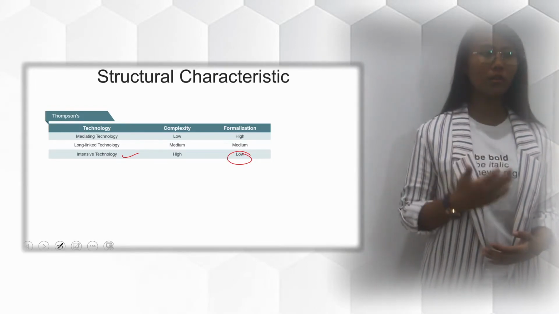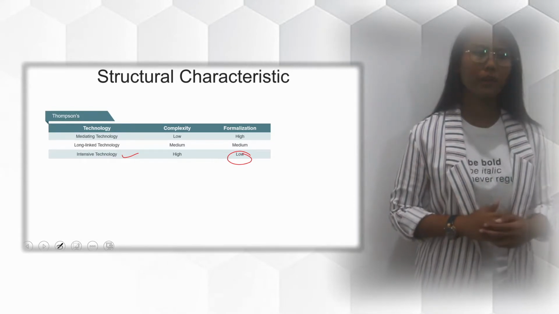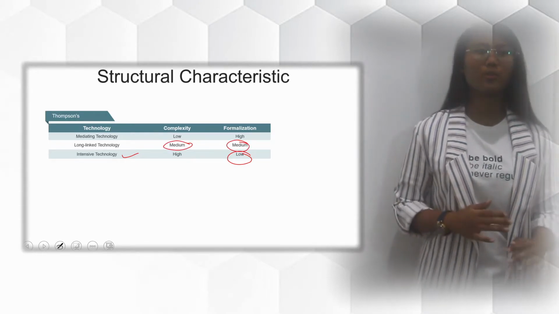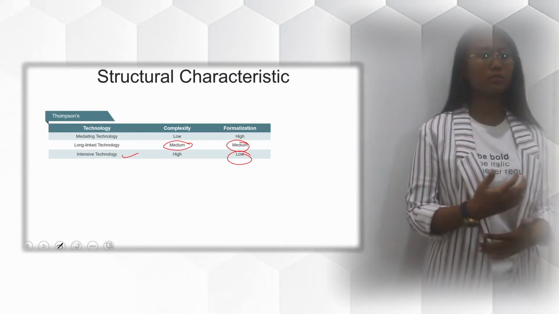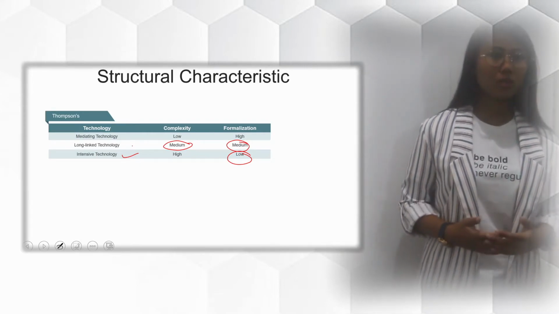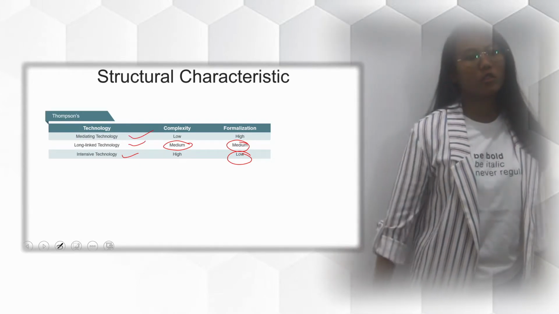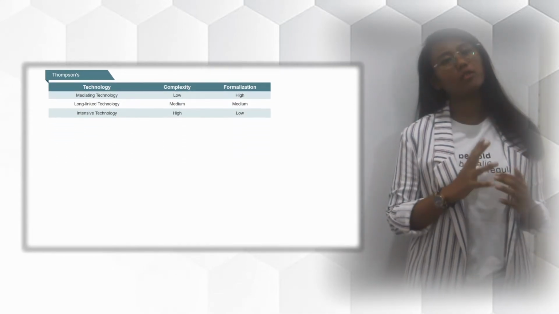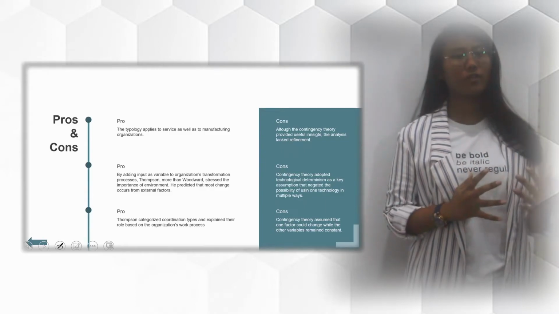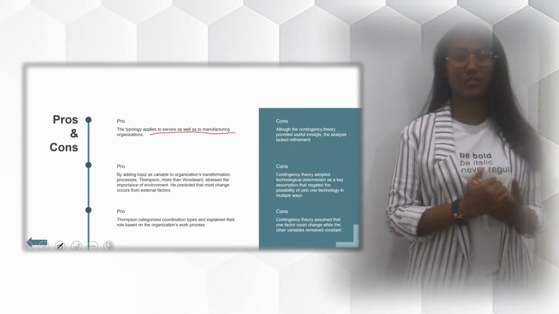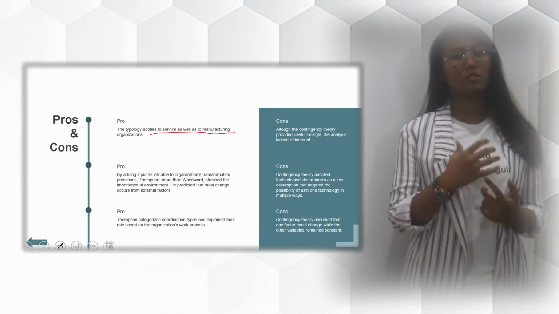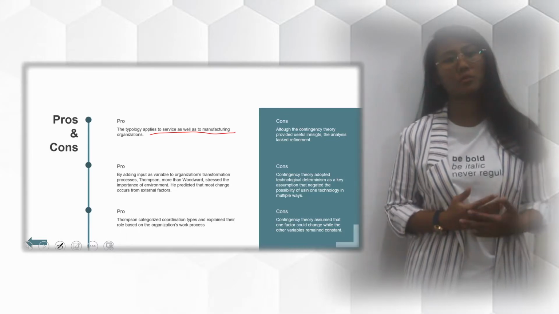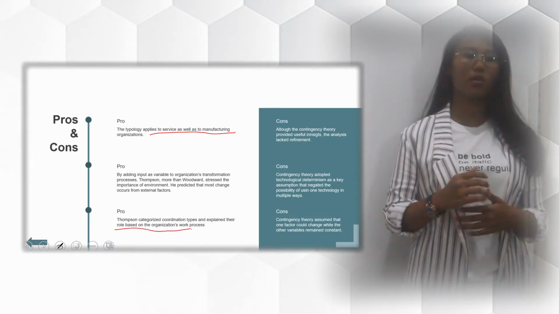Tasks linked by sequential interdependence, medium and medium, because of the separation of operational groups in the hierarchy. Tasks exhibiting both interdependencies should be clustered at the highest level. So Thomson's typology is better than Woodward's typology because Thomson's typology applies to service as well as to manufacturing organizations. Thomson categorizes coordination types and explains their role based on the organization's work process.